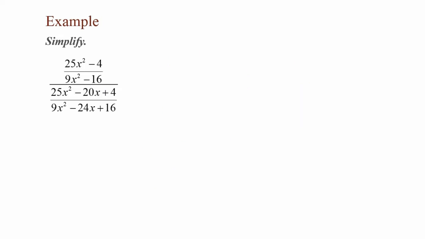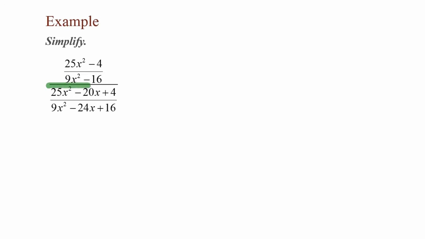In this example, simplify 25x squared minus 4 over 9x squared minus 16 divided by 25x squared minus 20x plus 4 over 9x squared minus 24x plus 16. I have a numerator and a denominator. My numerator has a single fraction and my denominator has a single fraction. So the easiest way to solve this problem is by using method 1.